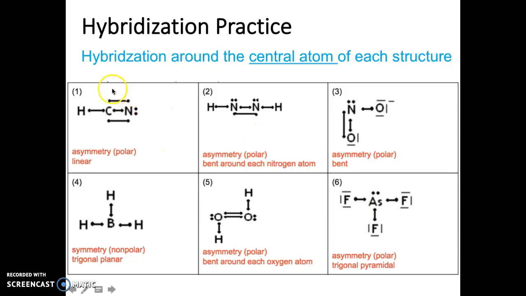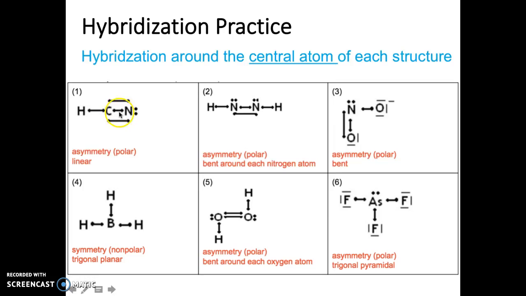So if you look at number one, you look at the central atom, and in the central atom, because you have two sigma bonds, those are where the hybrid orbitals are going to be, you're going to need an s orbital and a p to hybridize to make the two hybridized sp orbitals for the sigma bonds. One bond will take place with the hydrogen. The other sigma bond will be taking place with the nitrogen.